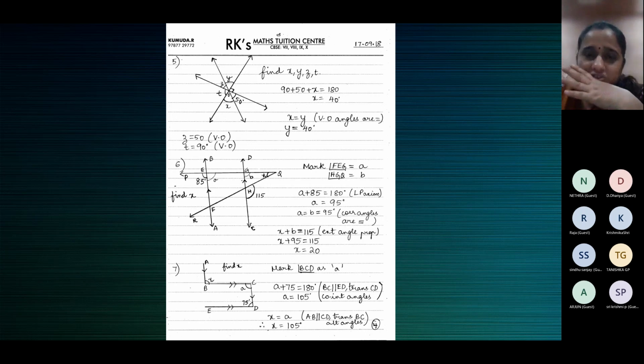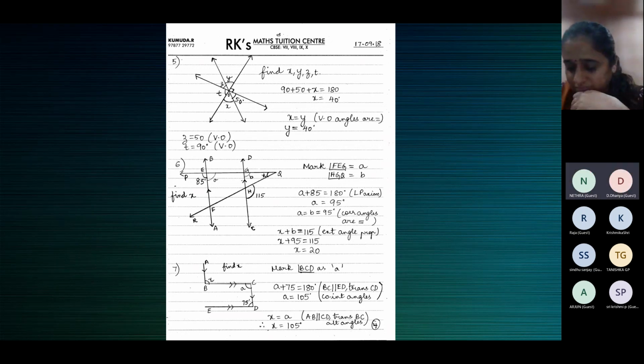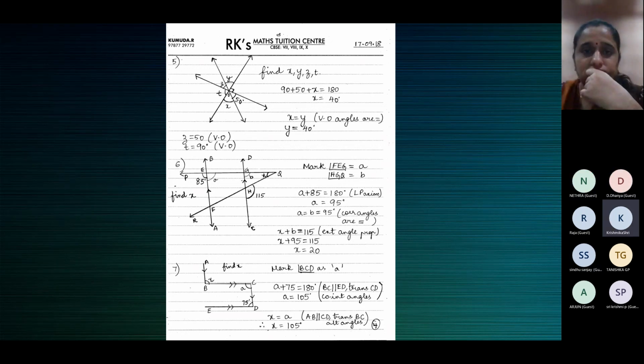Now I think things should be clear, but we will be solving more questions, more situations like this. Have you got some idea about the chapter, children? This is all about lines and angles. Did you all get some idea about the chapter? Yes, ma'am.